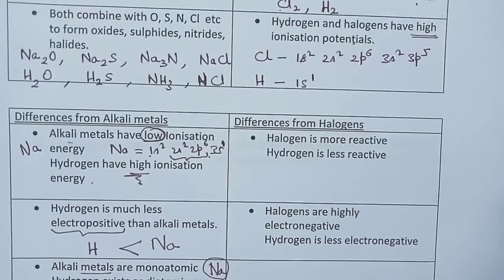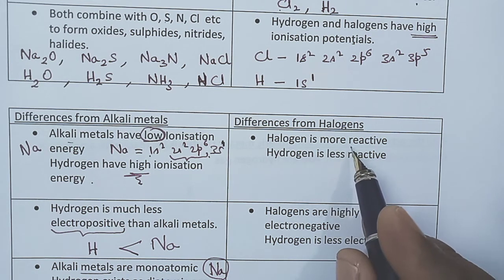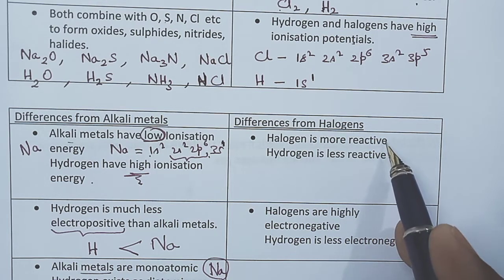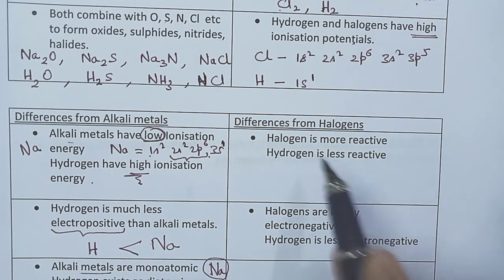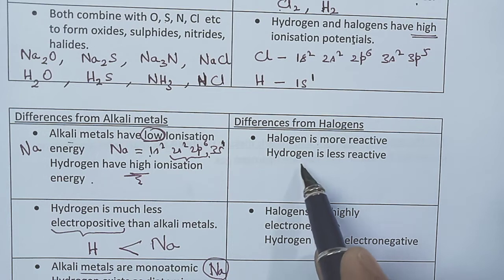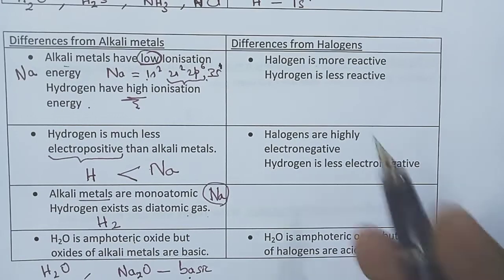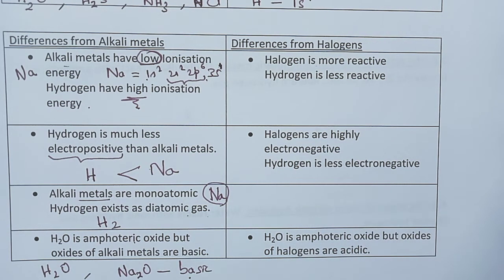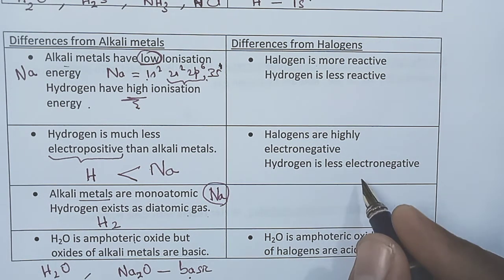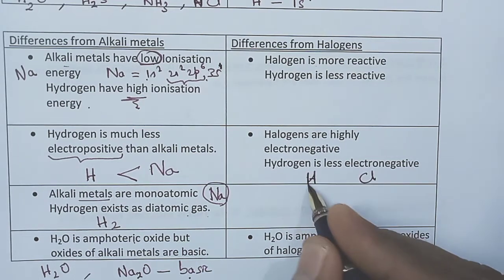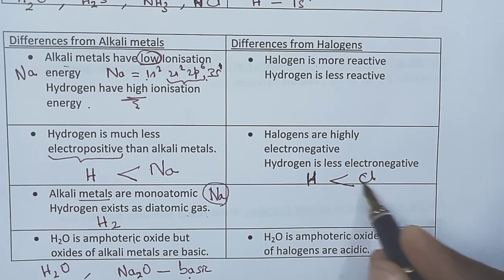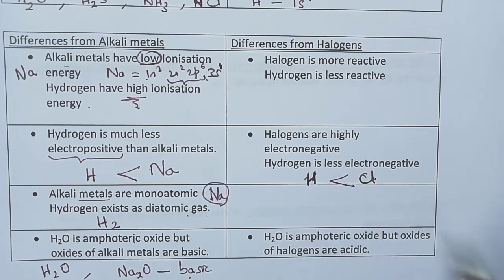Right. Now let us come to the differences of hydrogen from halogens. Halogen is more reactive, hydrogen is less reactive. There is a difference in reactivity. Next point, halogens are highly electronegative and hydrogen is less electronegative. When we discuss the electronegativity of chlorine and hydrogen, chlorine is much more electronegative than hydrogen. Hydrogen is not that electronegative.